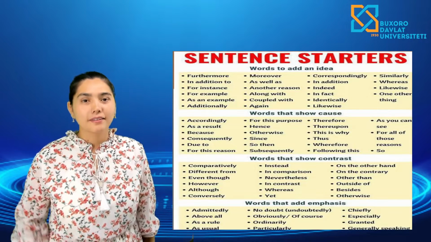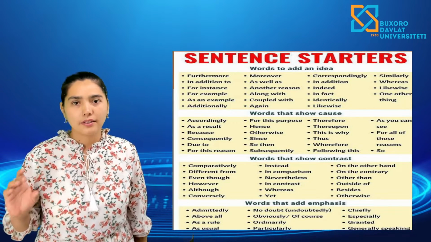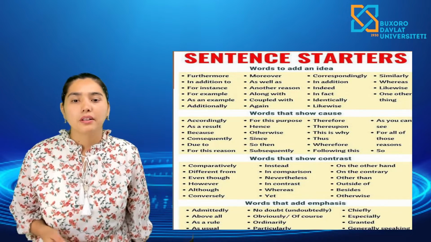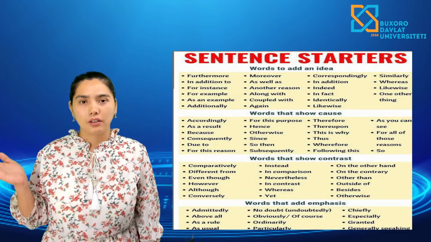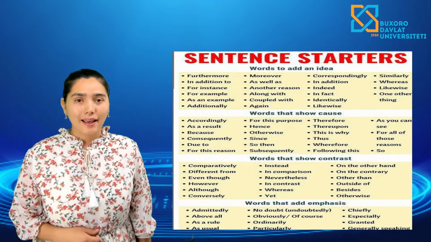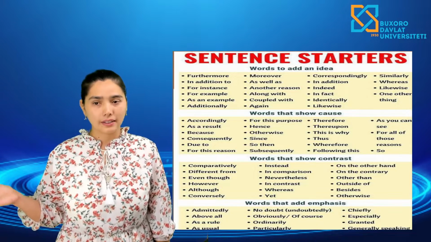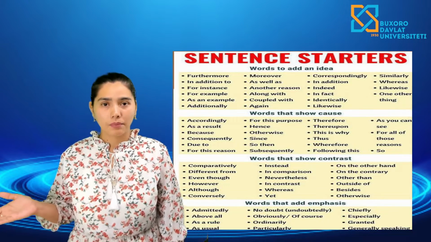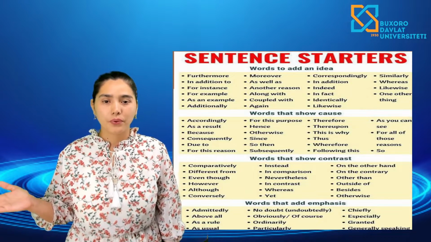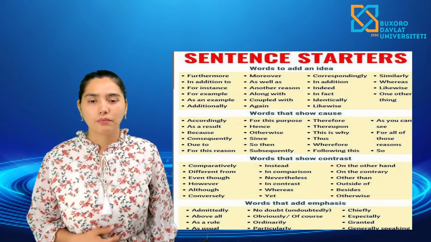So here you can see the sentence starters. Some we can categorize under subcategories according to the ideas. For example, words to add an idea, words that show the cause, words that show the contrast, and words that add emphasis. Words that add an idea include, for example, furthermore, in addition to, for instance, for example, as an example, additionally. As you can see here, there are up to 20 special transitional words to add an idea.